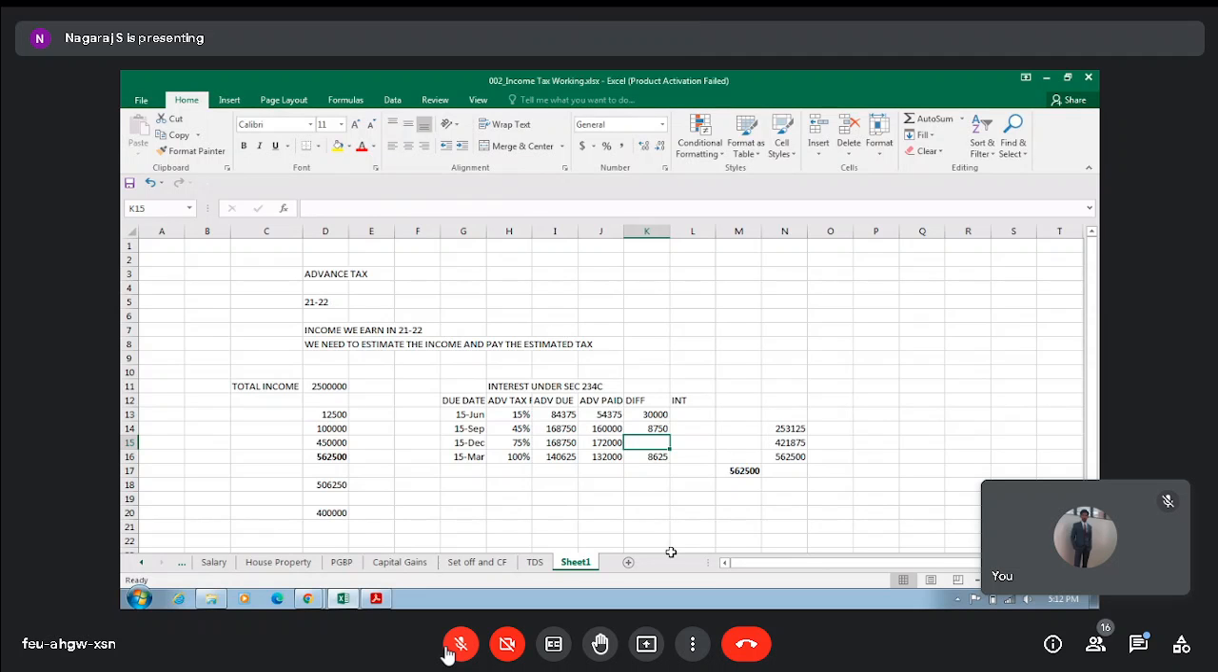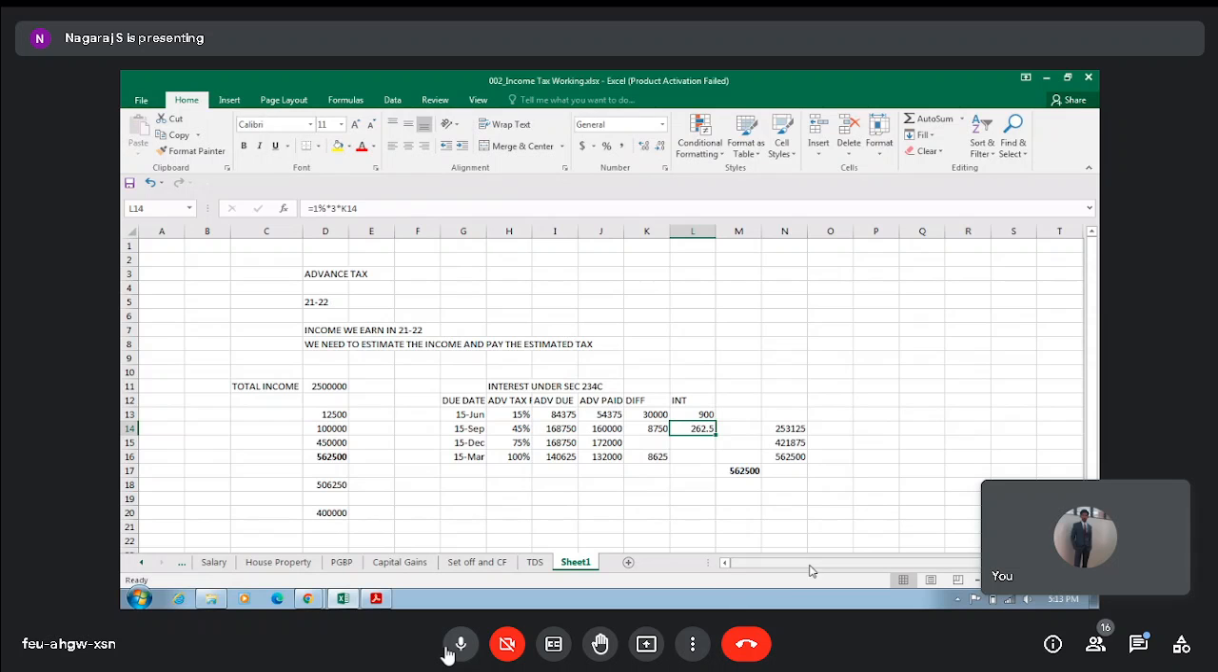The interest will run from 1st April to 15th June. How many months? When you exceed 2 months but are less than 3 months, that is 3 months. So it is 1% into 3 into this difference amount. What is the interest amount? 900. Okay.